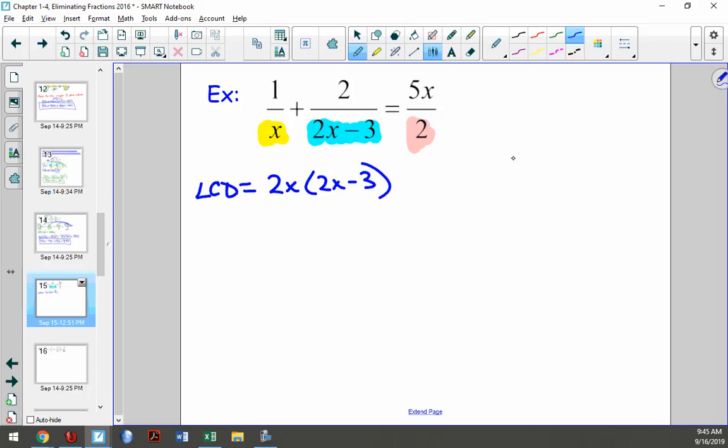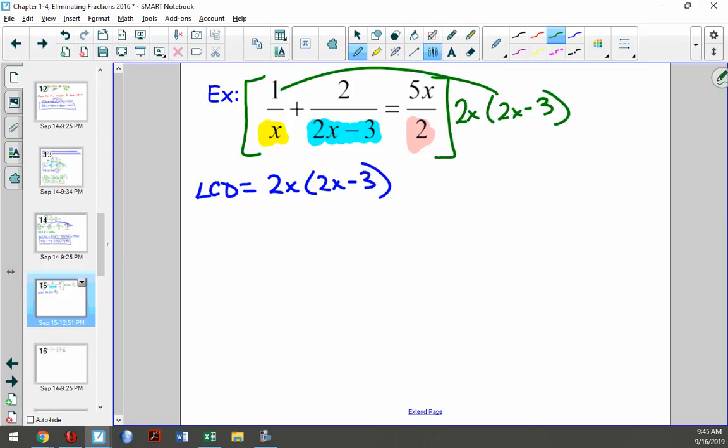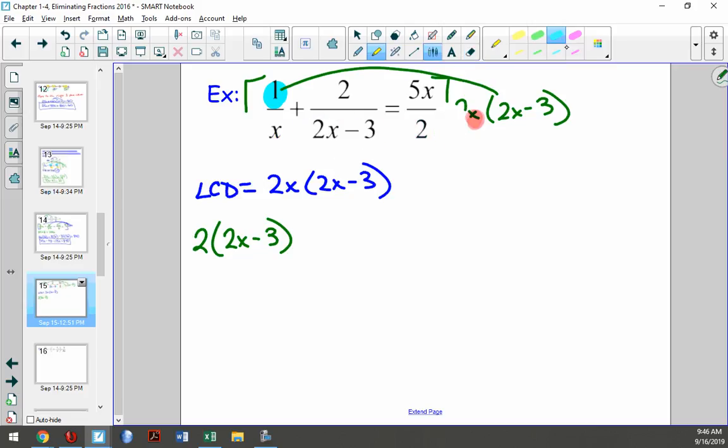So when in doubt, multiply them all together. What you're going to do is multiply the entire thing by 2x times 2x minus 3. When we do that, go to the first fraction, and what cancels out is this x and this x. You're going to be left with 2 parentheses 2x minus 3 times the numerator, because the numerator never goes away. Okay? That numerator never goes away.